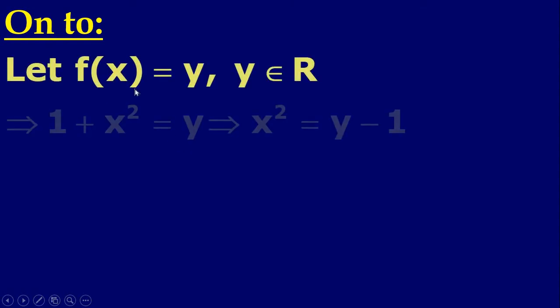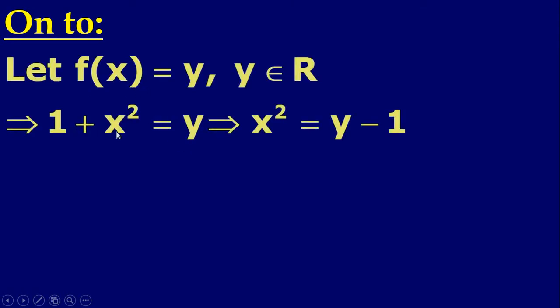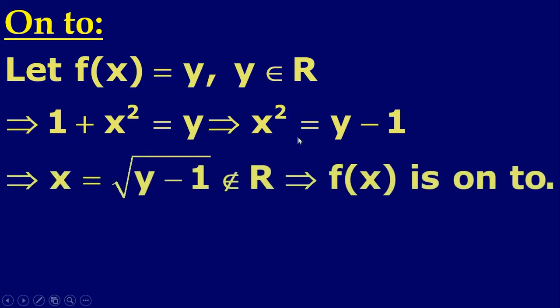So next we verify whether it is onto function. We take f of x equal to y, where f of x equal to 1 plus x square. Therefore we can write 1 plus x square equal to y implies x square equal to y minus 1. Therefore x equal to root of y minus 1 does not belong to R. So therefore f of x is not onto.